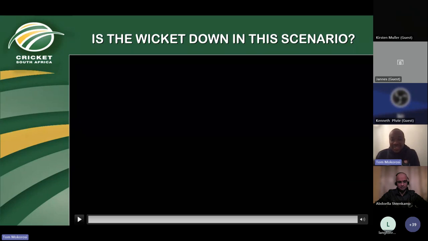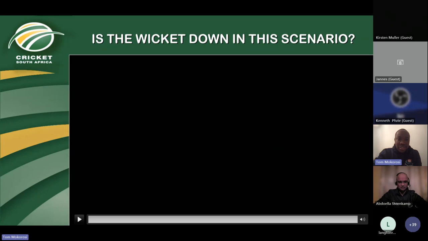100%, Langton. I fully agree with you. And I saw Abdullah was nodding his head as well. So I think the floor here is convinced. Thank you. So that's the first scenario. Let's go on to the second scenario.